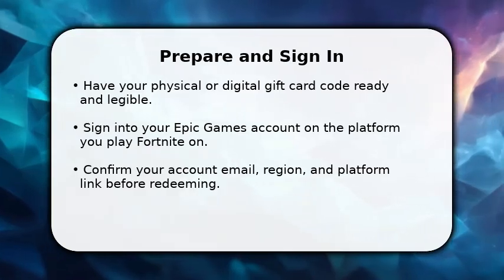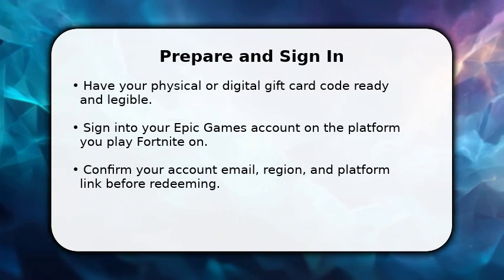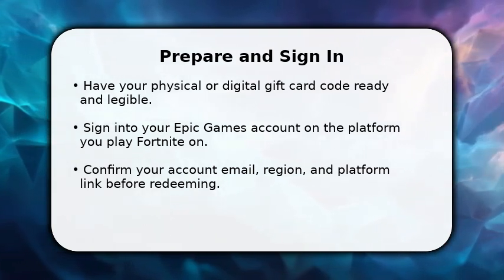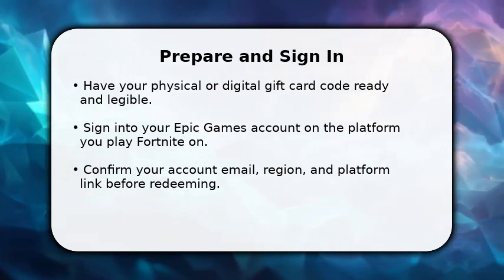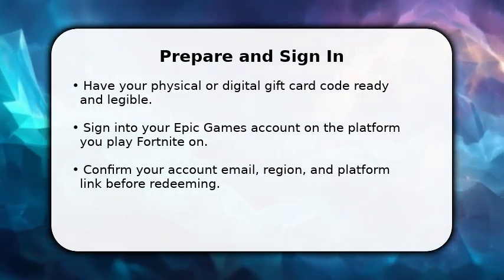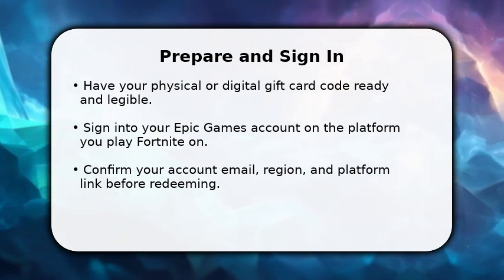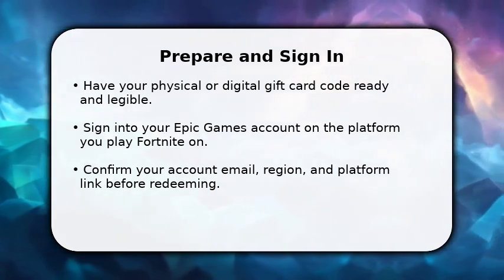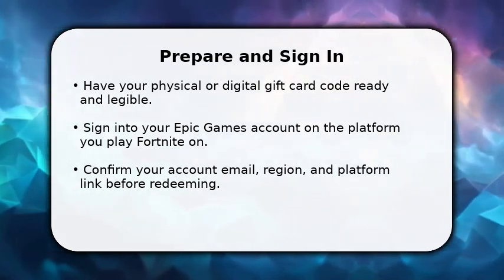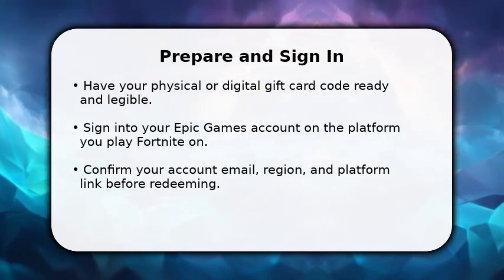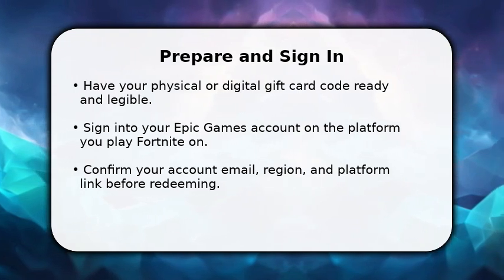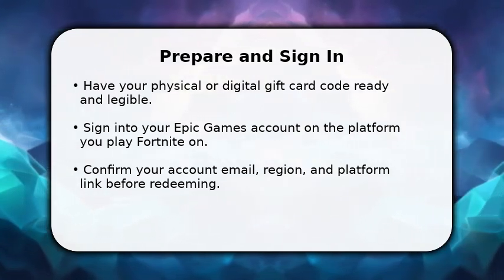You start by confirming the essentials: the printed or emailed gift card code, the Epic account you'll use, and the platform linked to Fortnite. Once signed in, make sure your account region and email are correct because codes can be region locked. Now navigate to the redeem code or payment section inside your account settings. This is the first actionable step. You do this now to avoid platform mismatches and ensure the credit lands in the right wallet.